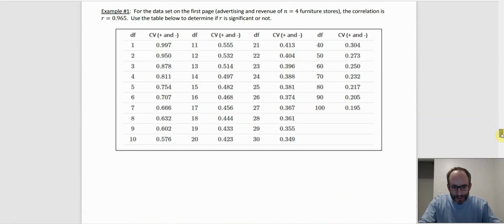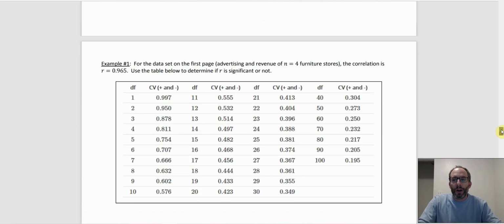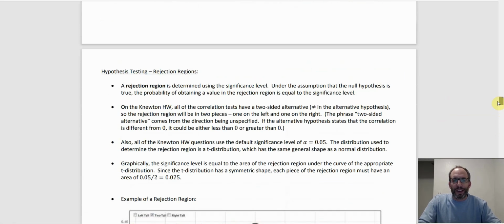There's the table. This table that's here inside the box, that shows up in a bunch of homework problems. And it really just says in the problem, use the table to determine if the correlation is significant. And that's really about what it says. What that really is, is a hypothesis test.